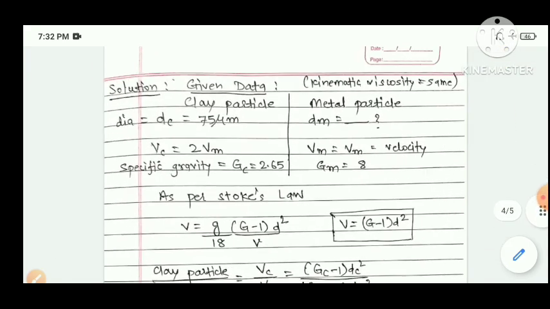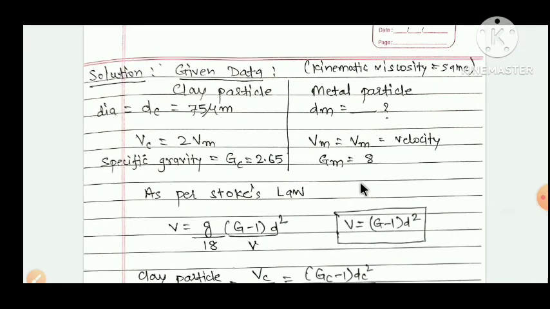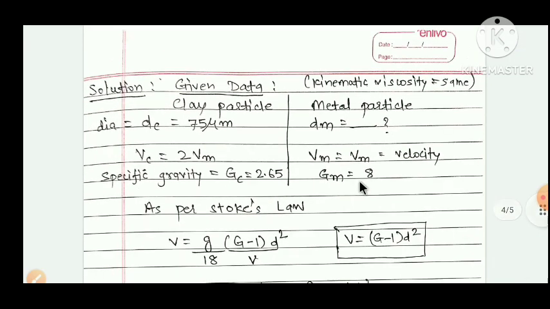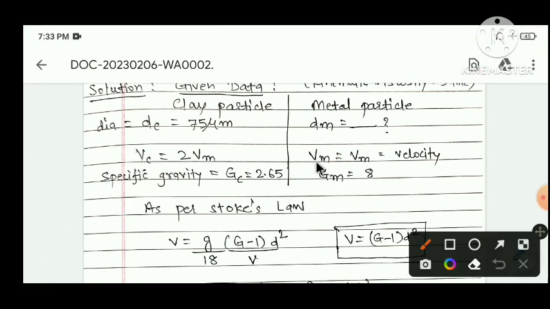So moving to the solution part. Here it is clearly given that there are clay particles and metal particles. The diameter of the clay is 75 micron, and you have to calculate the diameter of the metal particle. The velocity of the clay particle is twice the velocity of the metal, so we are assuming the velocity of the clay particle as Vc and the velocity of the metal particle as Vm. The specific gravity of clay is 2.65 and of metal is 8.